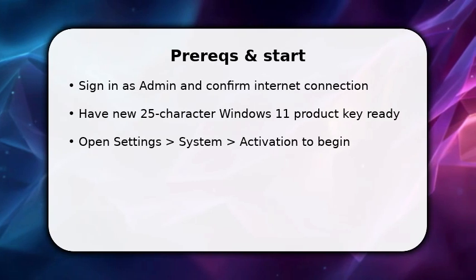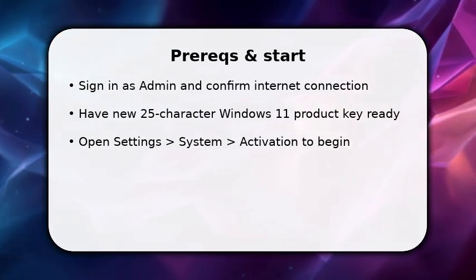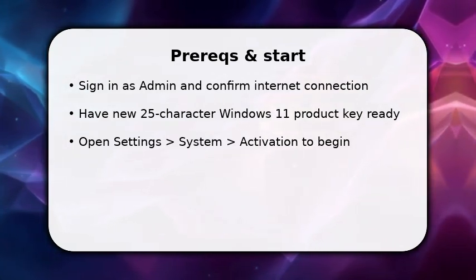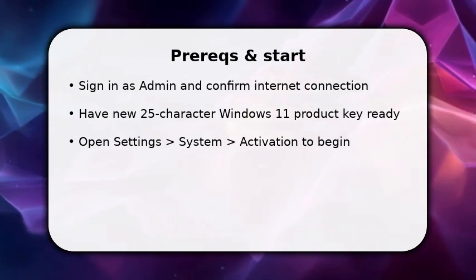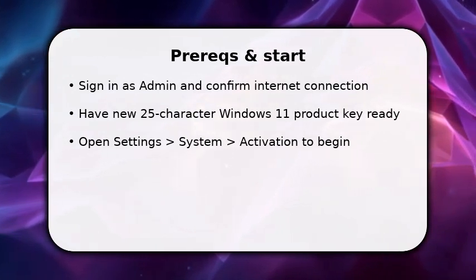You're starting with two essentials: an administrator account and a reliable internet connection so activation can reach Microsoft servers. Once you're signed in, open Settings, pick System, then Activation. This is where the change happens. Make sure you have the full 25-character product key visible.